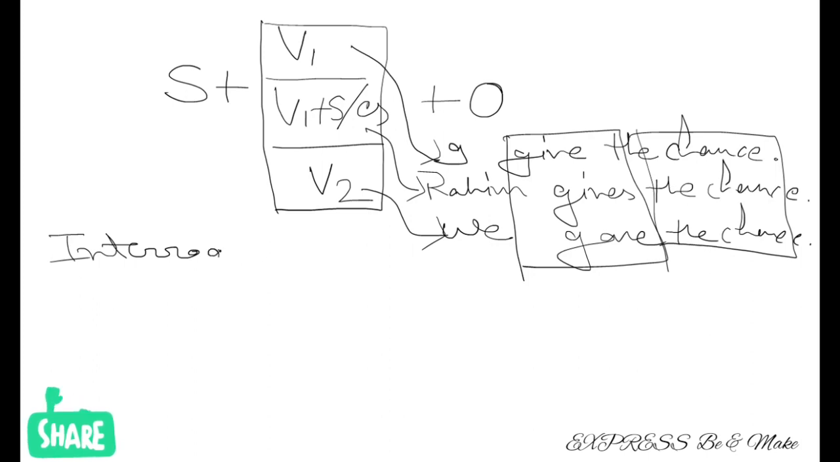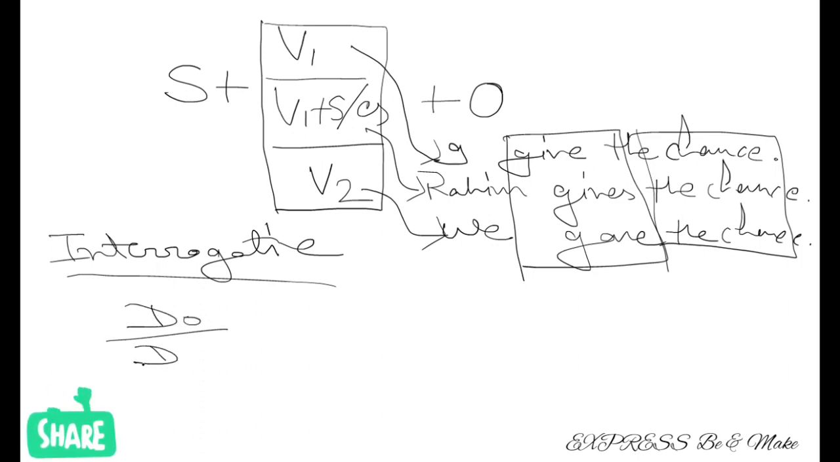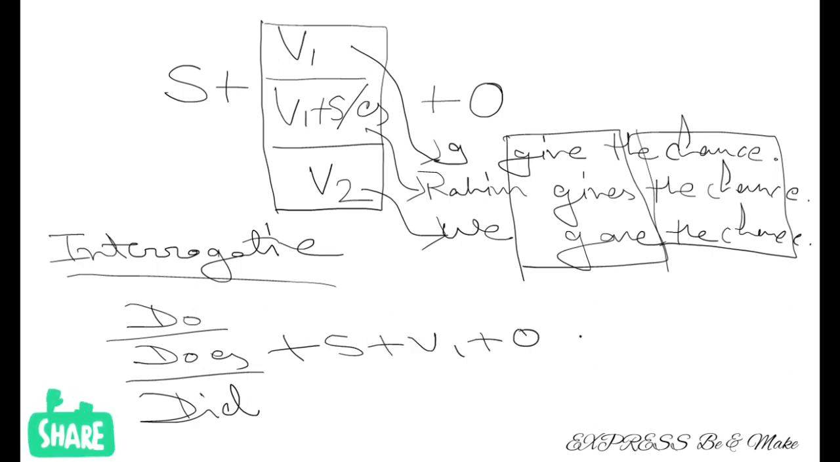So if your sentences are like this, I will sum up for you the three formulas for the interrogative, how to make it. That is, if the sentences are like this, you should start the sentence with do or does or did. Then after that, subject plus V1 plus object, question mark, obviously.